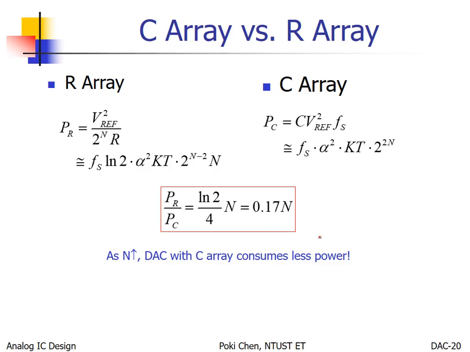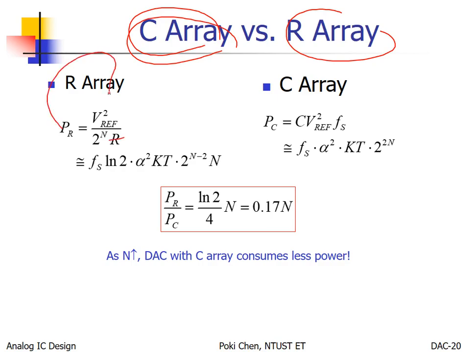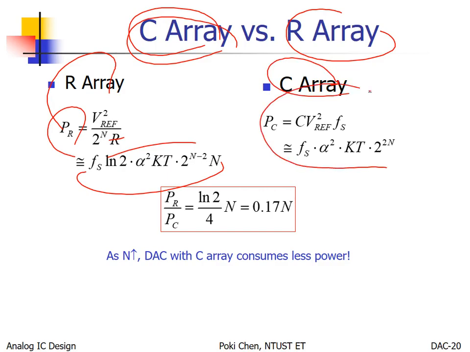Right now we have the C array and the R array. Resistor array, R string, and capacitor array. So this is something for you to refer to. With the R array, that is the power consumption. Somebody helped me do such a calculation, not myself. And for the C array, that is the power. If you divide PR over PC, you have this one. What does it mean?